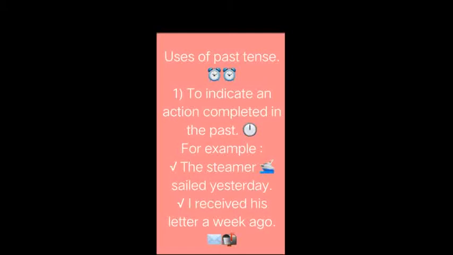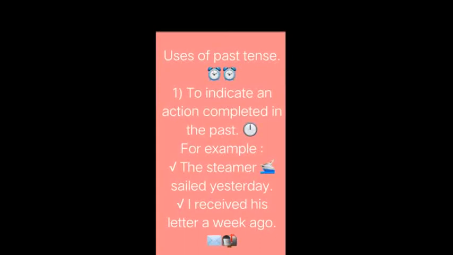Yes, the d or ed tells us that the verb is in past tense. So this is the simplest way to express past tense. Remember, when you see a verb ending with d or ed, you know that it is in past tense. The steamer sailed yesterday. And also the word yesterday justifies that the steamer has sailed away. It is past. Already it has sailed away.